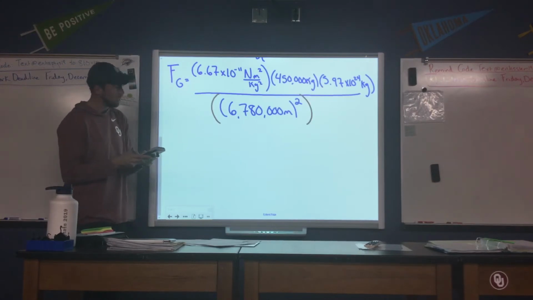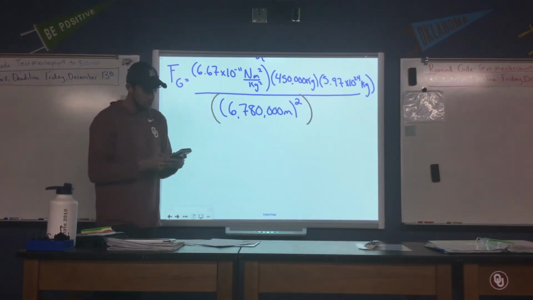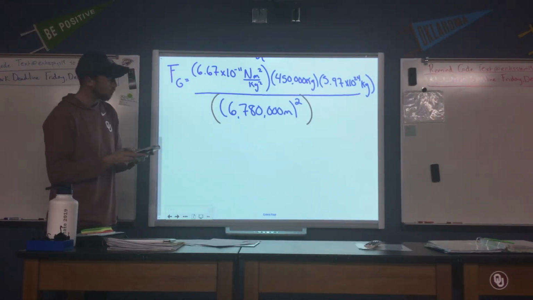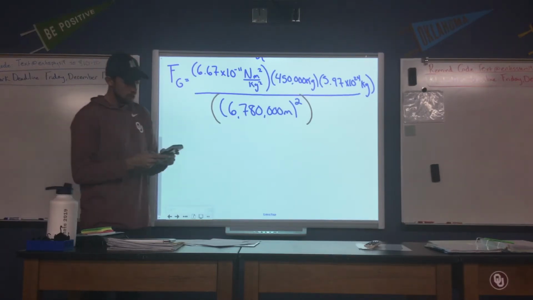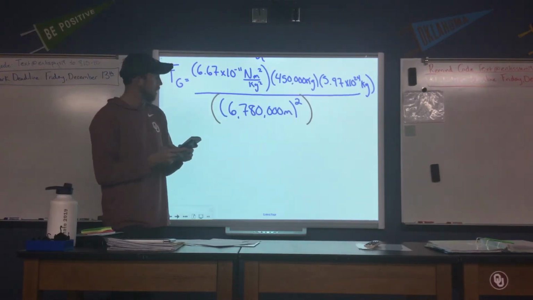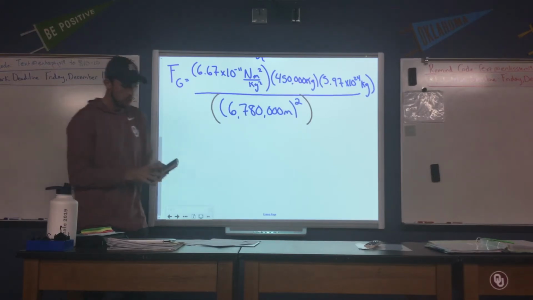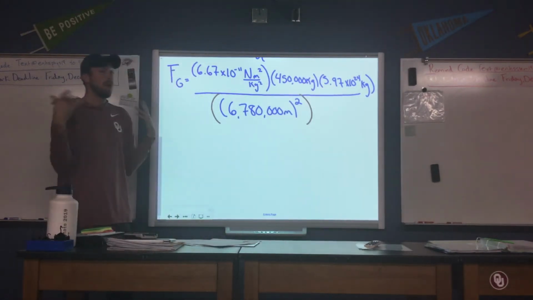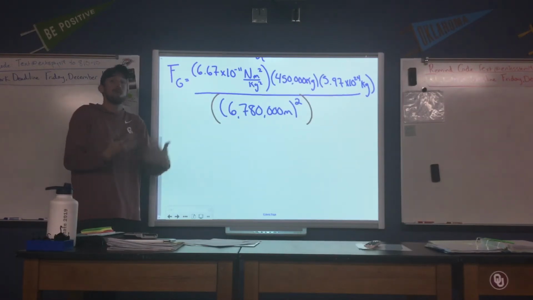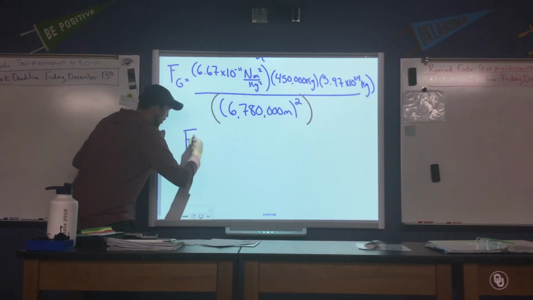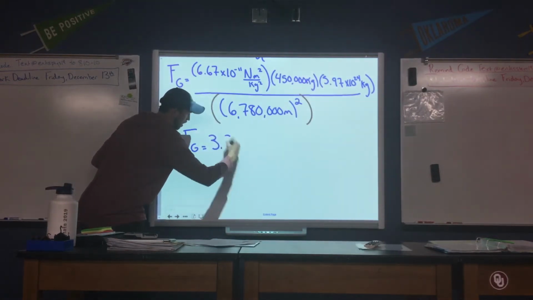So let's take a moment and plug this in. 6.67 multiplied by 10 to the negative 11th power times 450,000 multiplied by 5.97 times 10 to the 24th power, and then we'll divide by our denominator squared. You're going to get a reasonably large value, but again, we have some really big objects here. So the force of gravity between them should probably be pretty substantial.